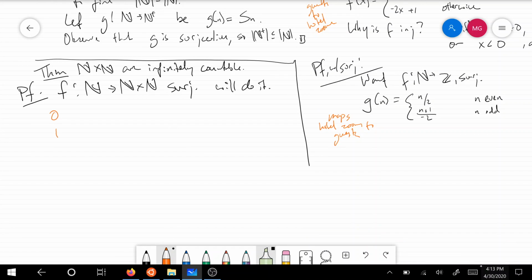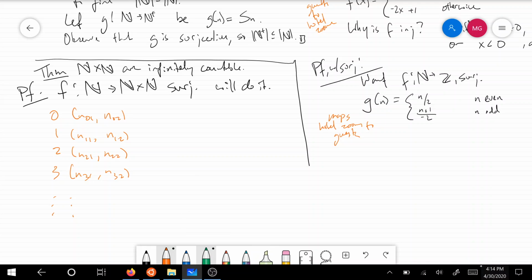That looks like 0, 1, 2, 3, and you'll have n01, n02, n11, n12, n21, n22, n31, n32, and so on. This seems so unlikely, right? There's so clearly fewer things on the left than there are on the right. How will you ever do it? So I'm going to draw you a picture, and it's going to show you how you do it.